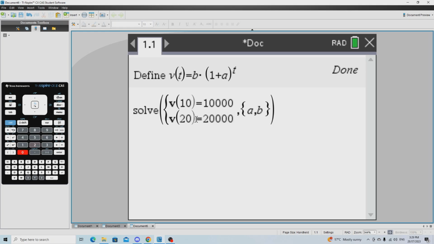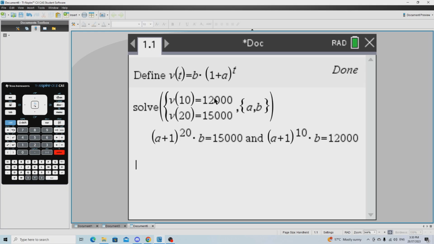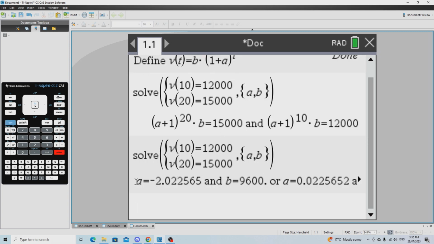Is that right? 20, 15. Wait, what am I doing? Wait. 12,000 and the other one's 15,000. Is that right? Wait. So after 10 years, what am I doing? So after 10 years, the investment was 12,000 and after 20 it was 15,000. So we press enter, control. We get A is equal to -2 and B is this.